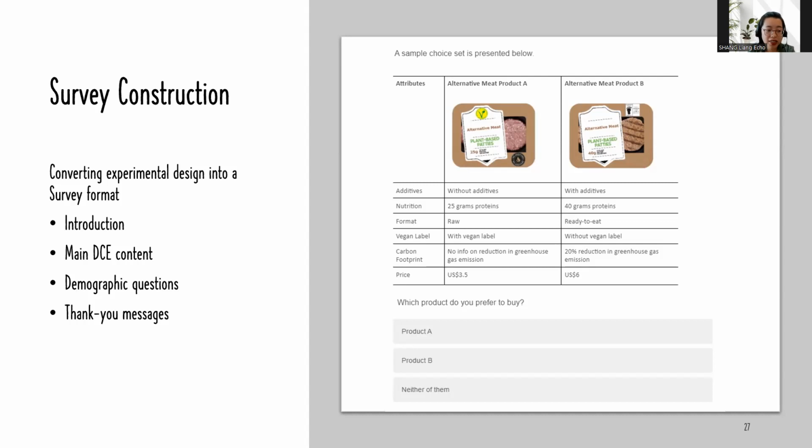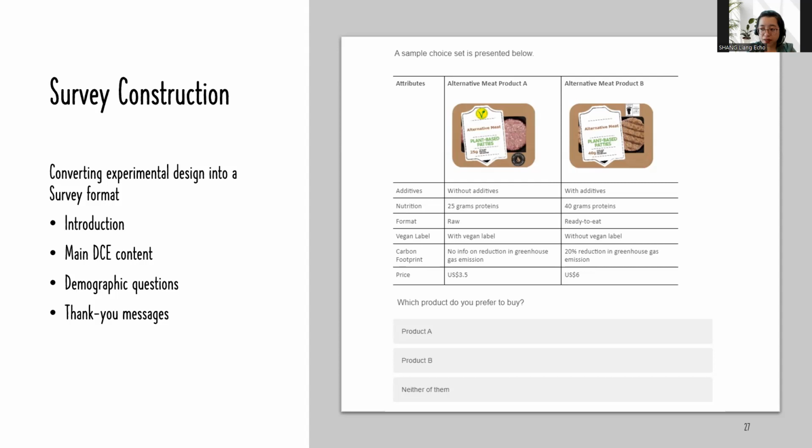After the main DCE content, you can also collect some demographic questions about your respondents, such as their gender, age, employment status, and marriage status, if you think that information is important for you to perform some further analysis. And of course, at the end of the questionnaire, you should thank your respondents for their efforts and for the time they put into this experiment.